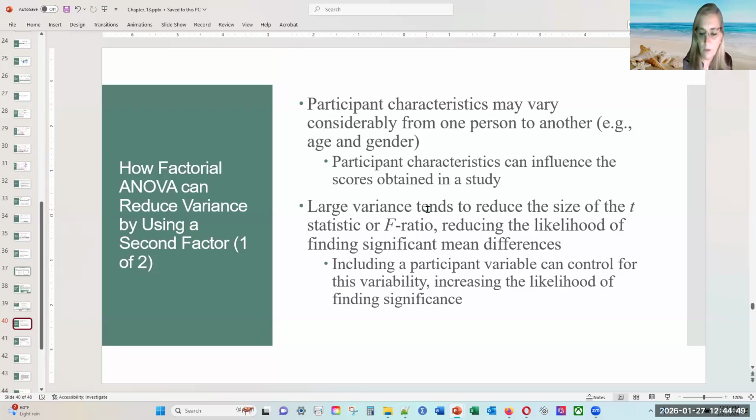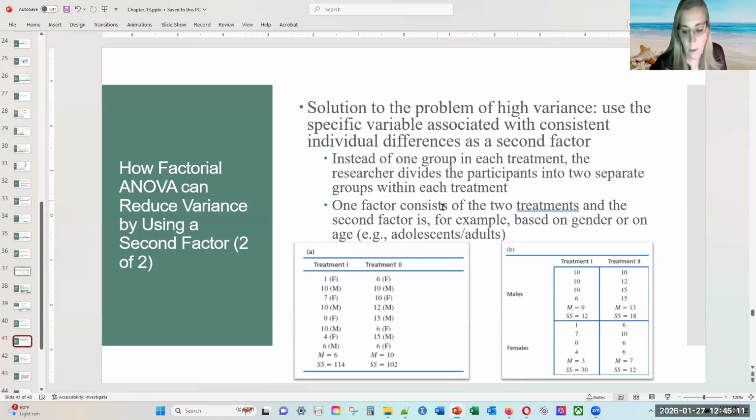Large variance tends to reduce the size of a t-statistic or F ratio, which can also reduce the likelihood of finding significant mean differences. So including a participant variable can control for this variability and increase the likelihood of finding significance. All right, so the solution to the problem, like I mentioned before, is to use that specific person variable and include it as a second factor.